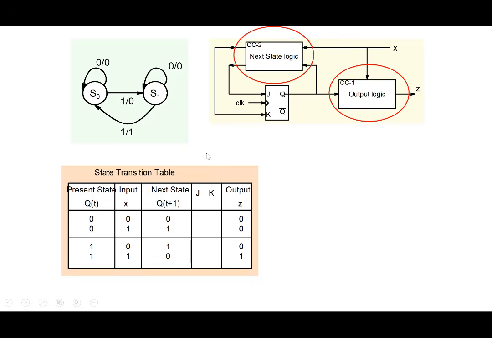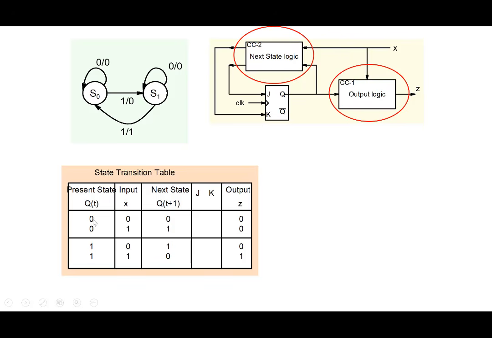Again, we need to write down the state transition table. We had already written down the state transition table. When present state is 0 and input X equal to 0, it goes to the next state here, and output Z is also known here. So that part is already there. But to make this transition from 0 to 0, the J and K will have to have particular values, and the combinational circuit has to generate those J and K here.